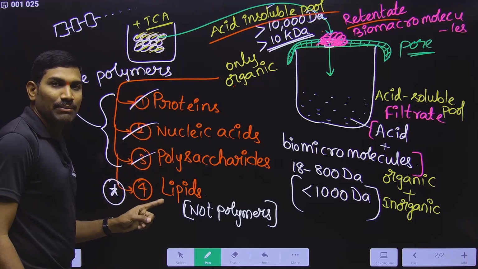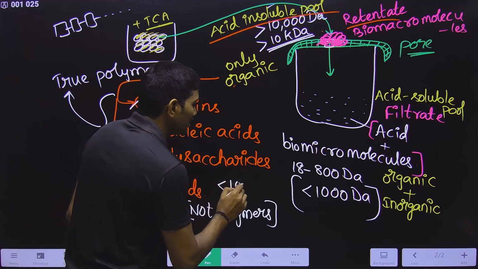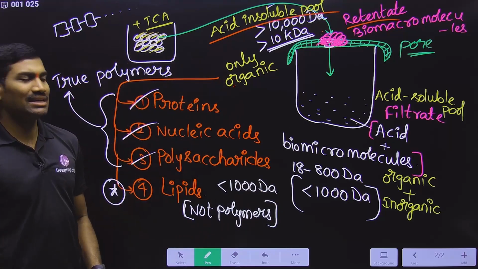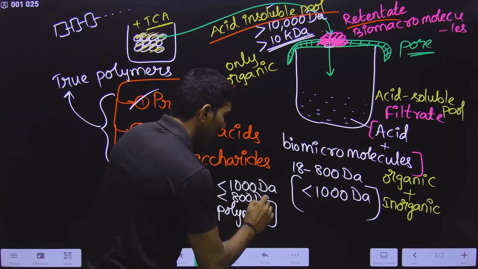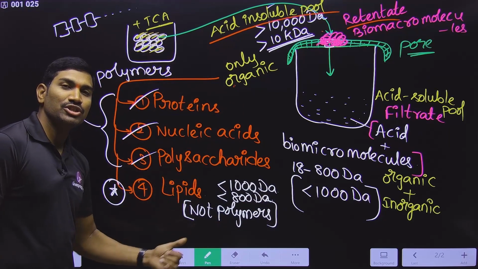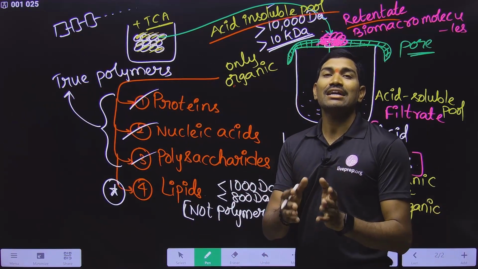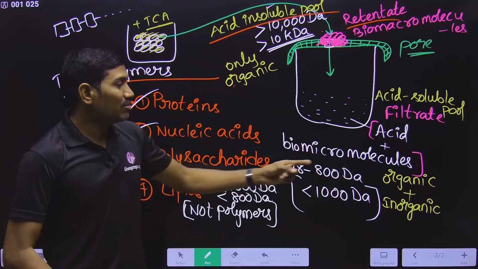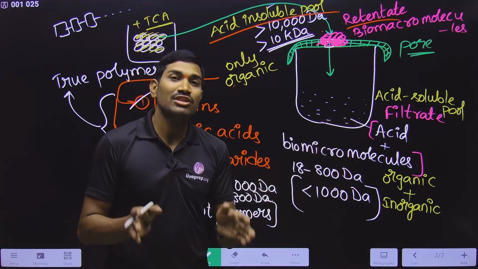But for the lipids, if you see an individual lipid molecule, its size is less than 1000 daltons. More specifically, it is less than 800 daltons. Understood or not? That means, technically, what should be the position of lipids? Since they are small molecules, less than 800, where are we expecting their location? They should come under the filtrate or acid soluble fraction.